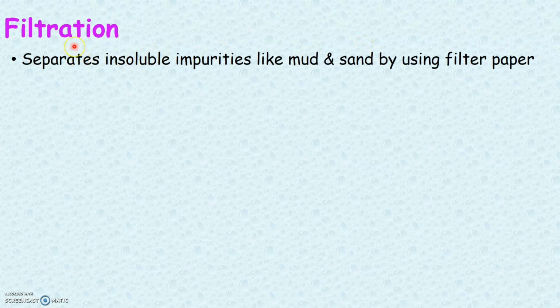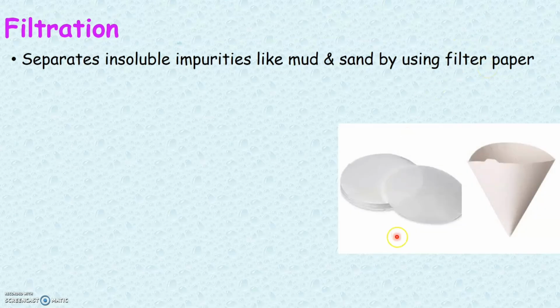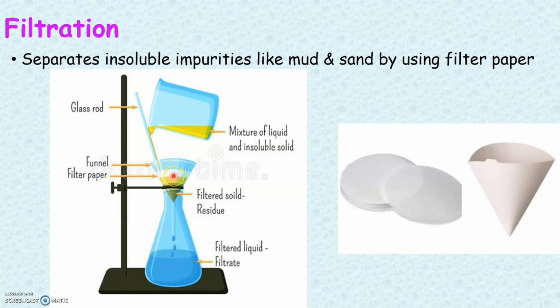In this method of filtration, we use a filter paper. A filter paper, as you see here in the picture, is a paper that has got very tiny holes in it. And this filter paper will work like a sieve. In this method of filtration, the filter paper, as you see here, is made in the shape of a cone, as you see here in the picture, and then it is kept inside a funnel.